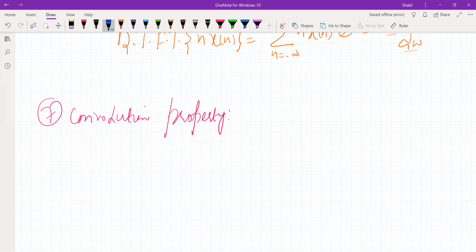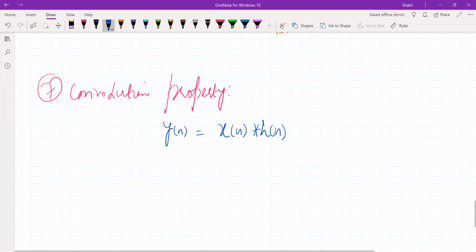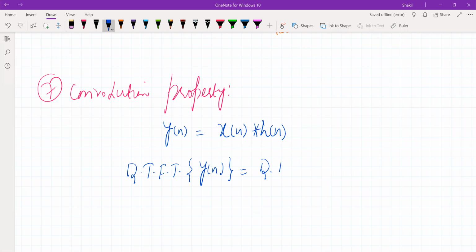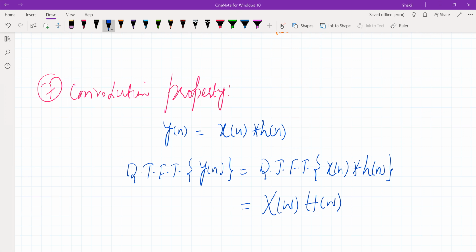This says that if y of n is defined as the convolution between x of n and h of n, that is, if two sequences are convolved in time domain, then if you take the discrete time Fourier transform of y, that is the same as the discrete time Fourier transform of x of n convolved with h of n, which is simply the multiplication of X of omega and H of omega.